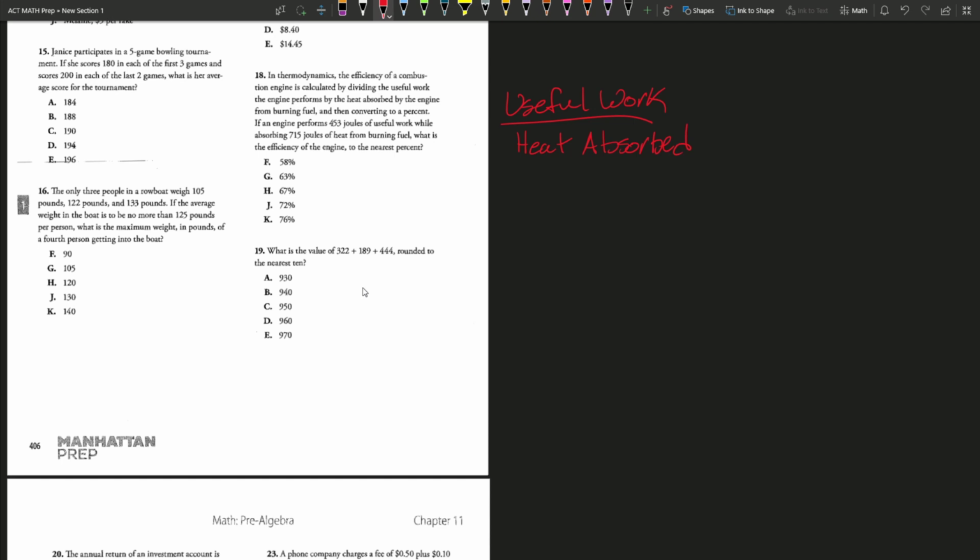Okay, it gives us 453 joules, which is that useful work, and then it absorbs 715. So we just type into our calculator 453 divided by 715, which is 0.634. So what is that in terms of a percent?